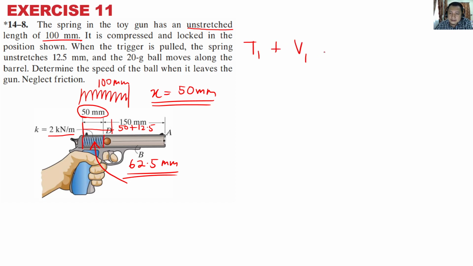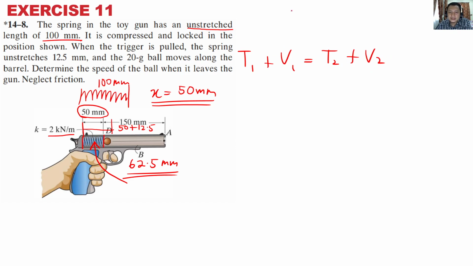T1 plus V1 equals, I know you can look at the answer, right? But there's no challenge in there. Do it on your own. There's no challenge in looking at the answers. When you are learning, you gotta do it on your own. T1 plus V1 equals T2 plus V2.